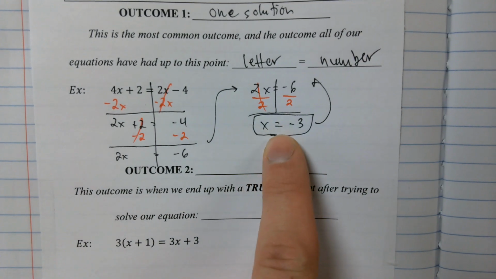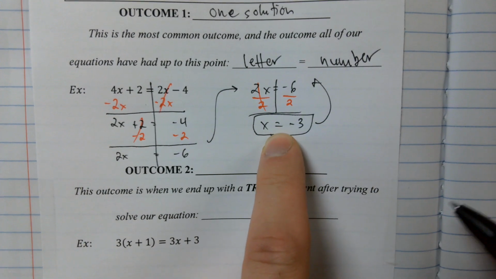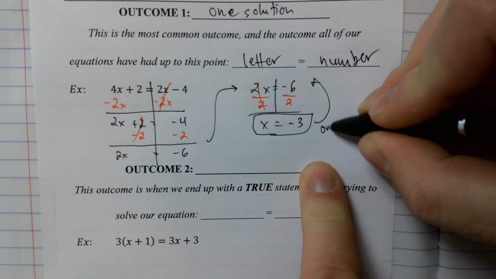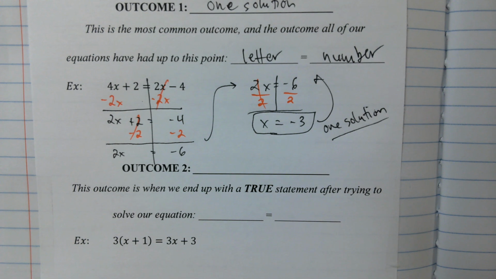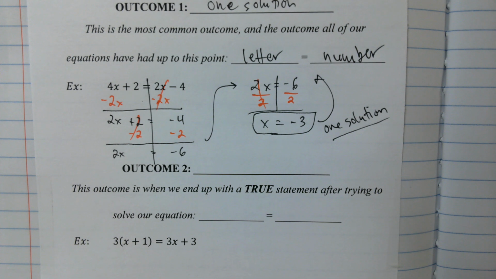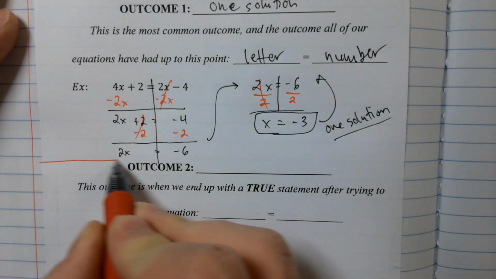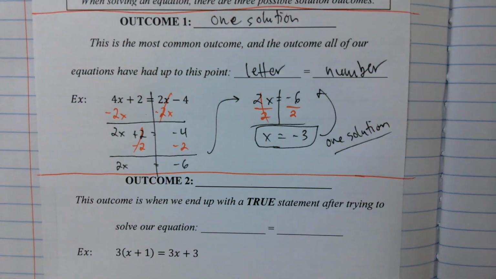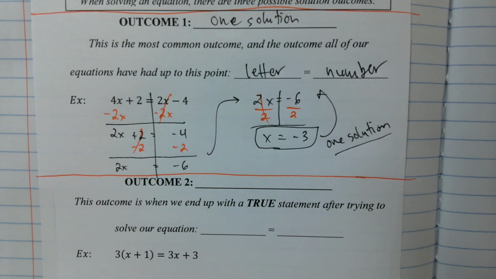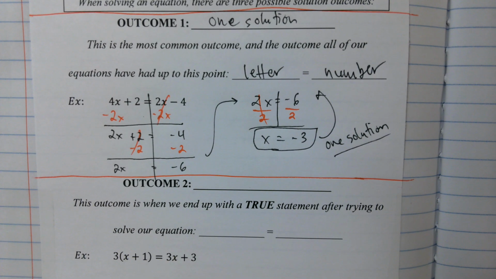And this is the kind of answer that we're used to seeing. Letter equals number. X equals -3. That means I have one solution. The only answer to this problem is -3. It's my only possible answer. But it might not always turn out this way. Just because that's all we've seen up to this point doesn't mean it's our only possible outcome.